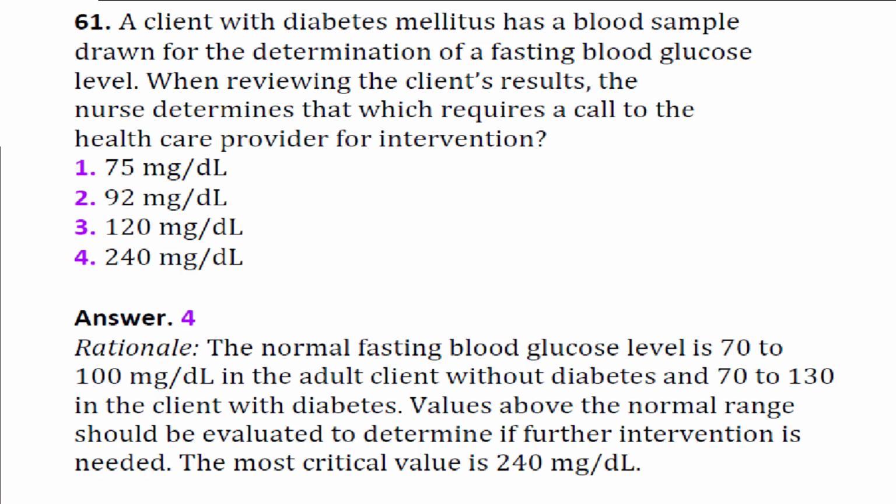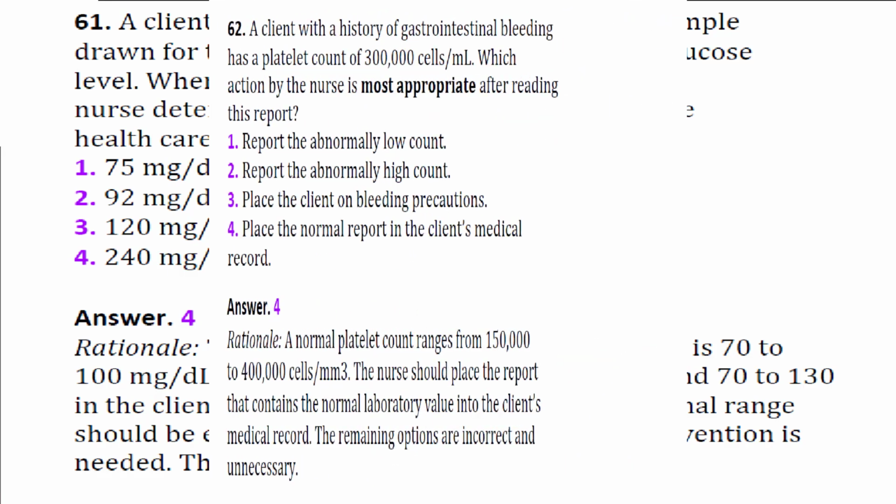Rationale. The normal fasting blood glucose level is 70 to 100 mg/dl in the adult client without diabetes and 70 to 130 in the client with diabetes. Values above the normal range should be evaluated to determine if further intervention is needed. The most critical value is 240 mg/dl.